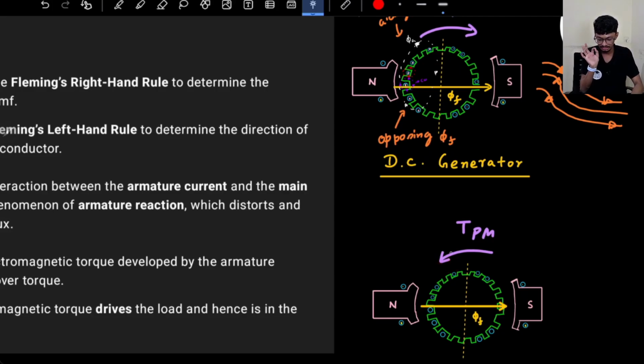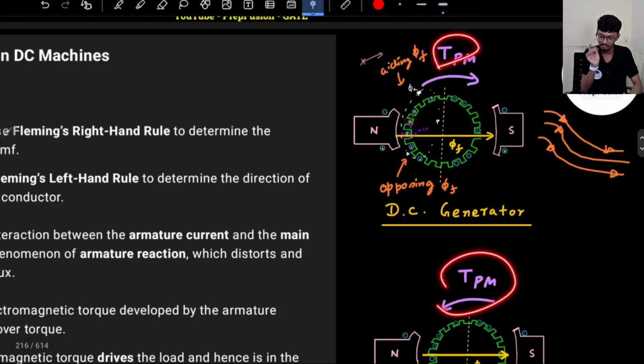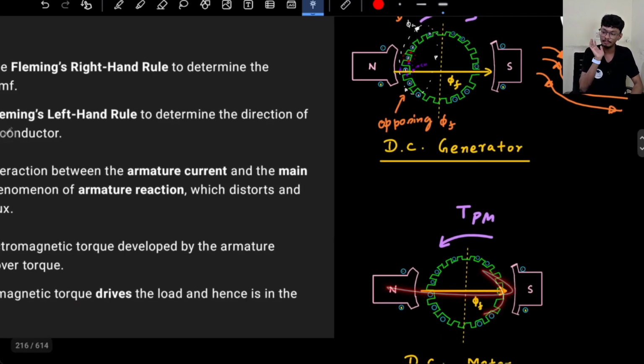If you don't change the direction of the rotation of the motor and generator, and you keep the main field flux direction the same, then the direction of the currents will change. Then here you will see these are dots and these are cross. You can do this exercise by yourself.